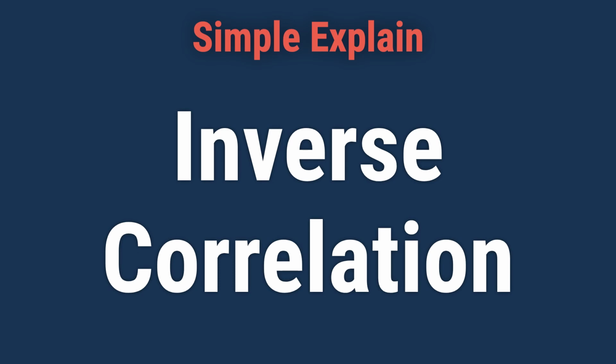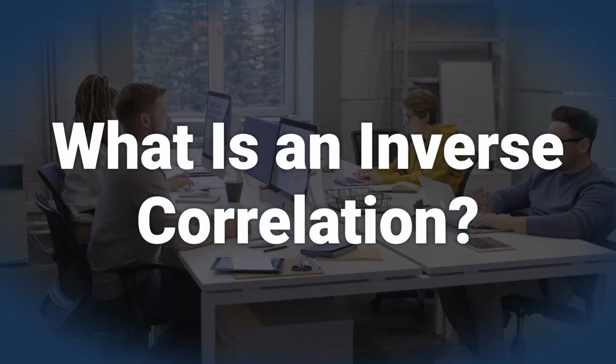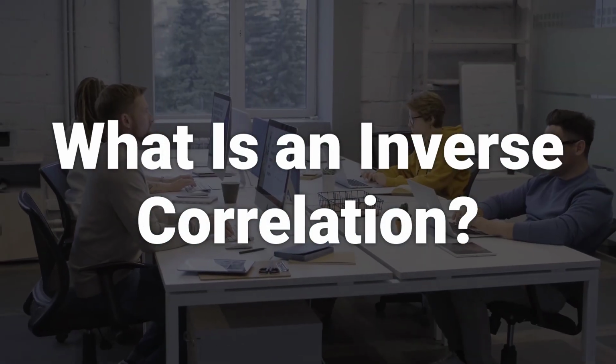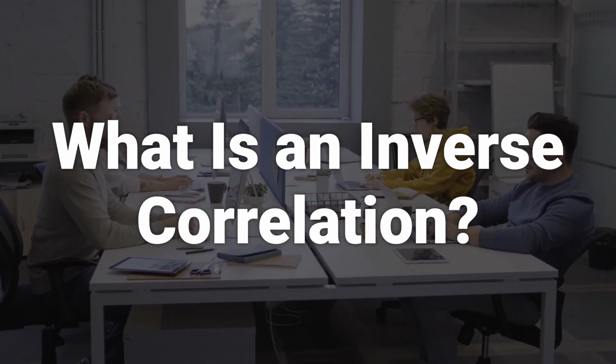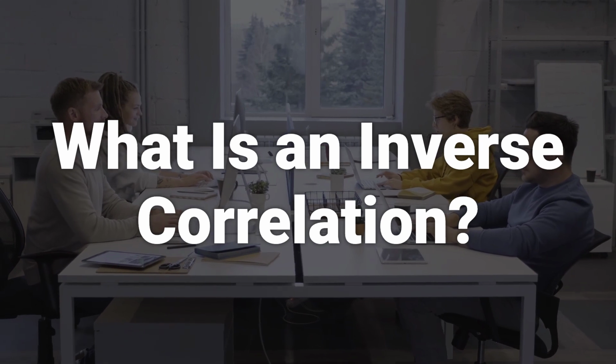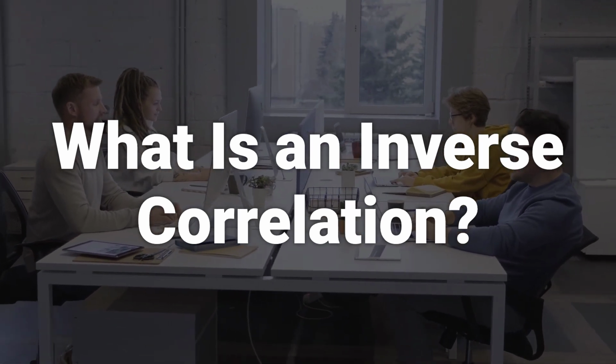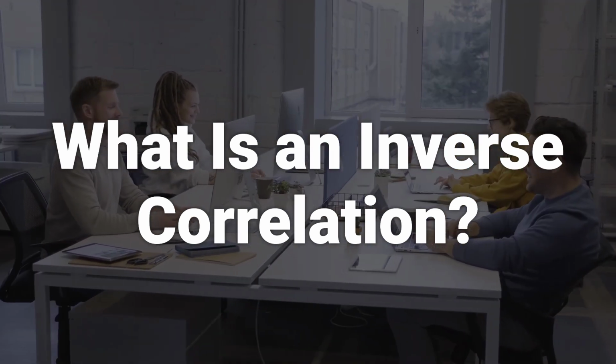Today, we will talk about inverse correlation and how it works. Let's learn about inverse correlation. An inverse correlation, also known as negative correlation, is a contrary relationship between two variables such that when the value of one variable is high, then the value of the other variable is probably low.